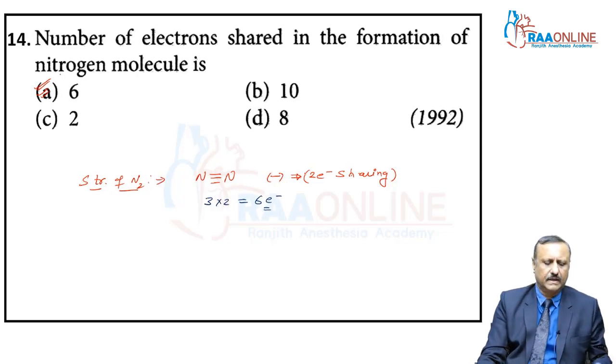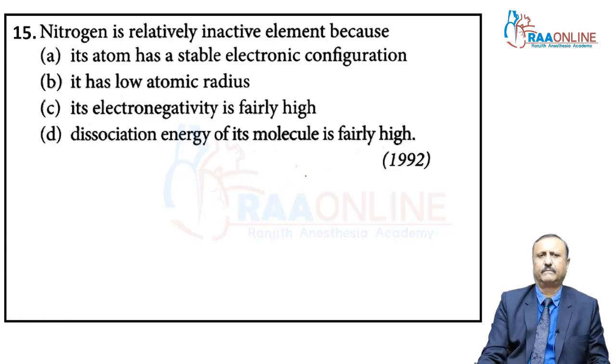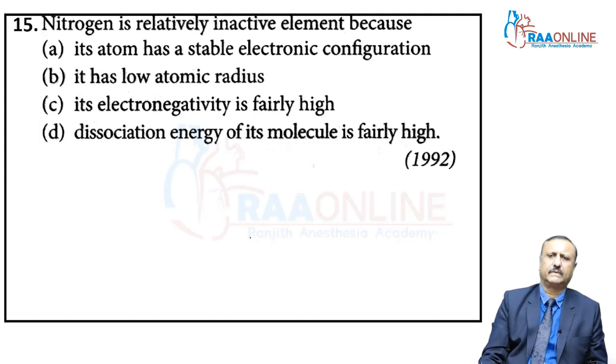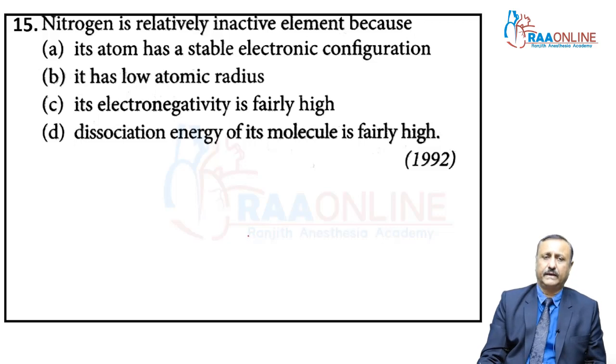Now, we can discuss the next question, question number 15. Here, nitrogen is a relatively inactive element because, my dear friends, why is nitrogen relatively inactive? Its atom has a stable electronic configuration, it has a low atomic radius, its electronegativity is fairly high, or the dissociation energy of its molecule is fairly high.